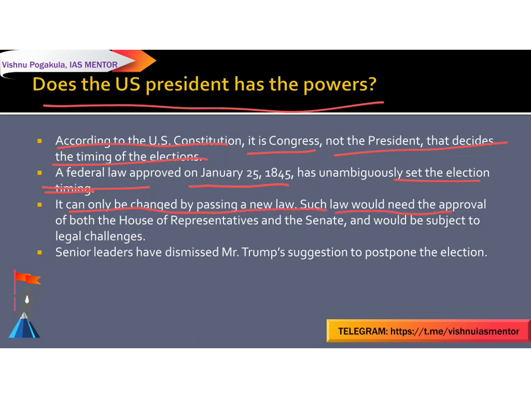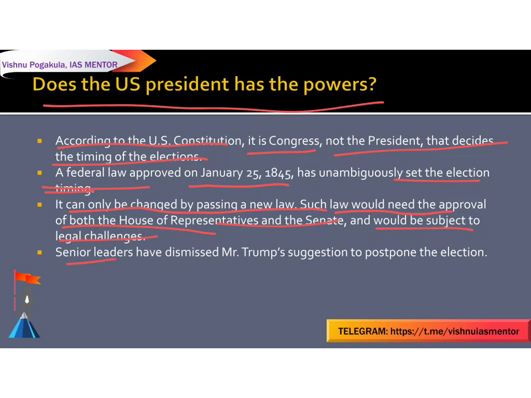Such a law would need the approval of both the House of Representatives and the Senate, and would be subject to legal challenges. So if this federal law has to be changed, it can be changed only by passing a new law, which needs the approval of both houses and will face some legal challenges.